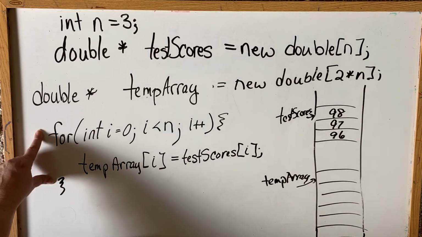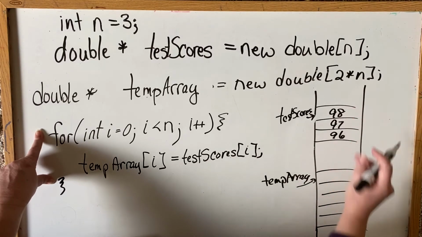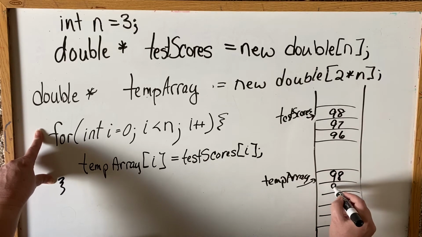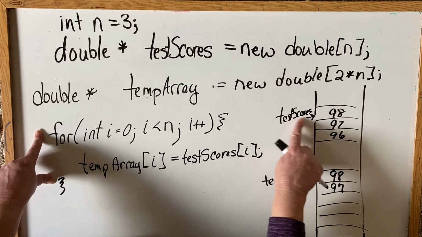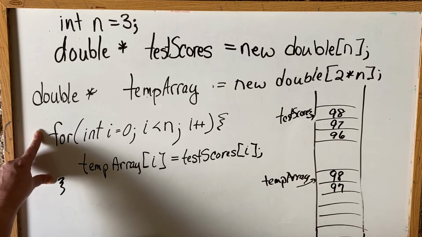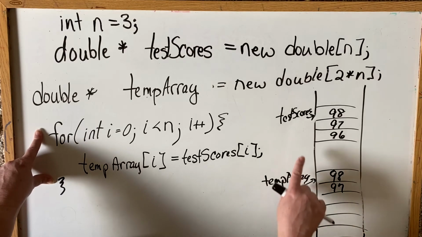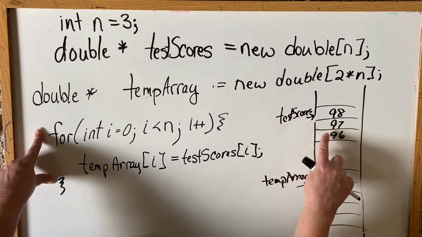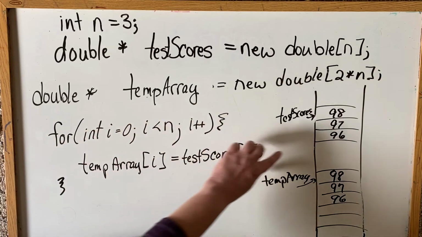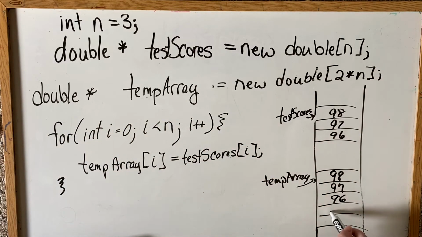So the first time through, I is 0, and the 98 gets copied here. The second time through, I is 1, and so the 97 gets copied from test scores sub 1 to temp array sub 1. And then the last time through, it's 2, so test scores sub 2 gets copied into temp array sub 2. Now we don't need to copy anymore because that was just garbage, and now here we just have garbage.